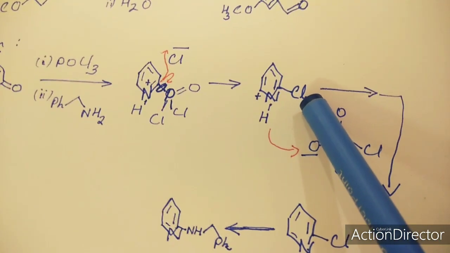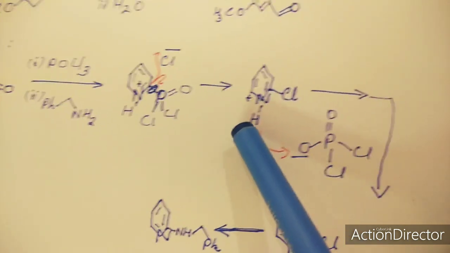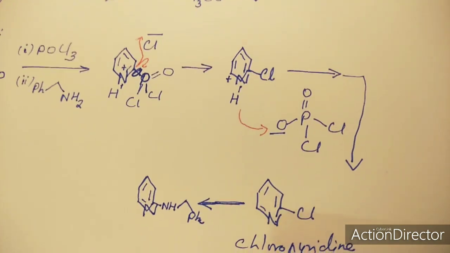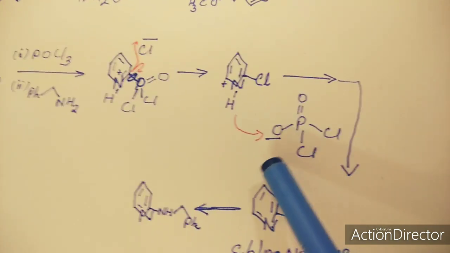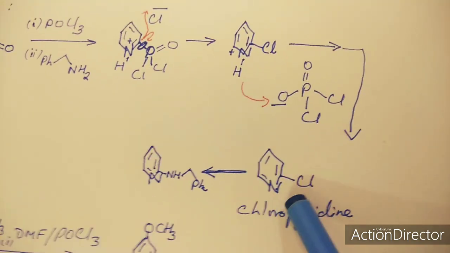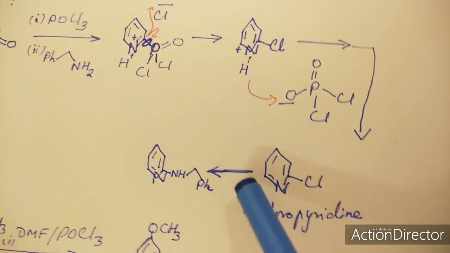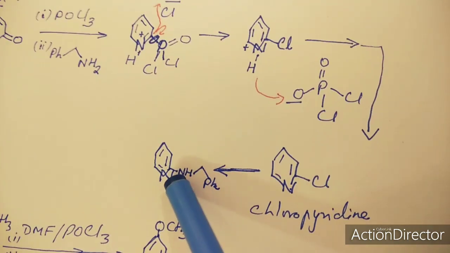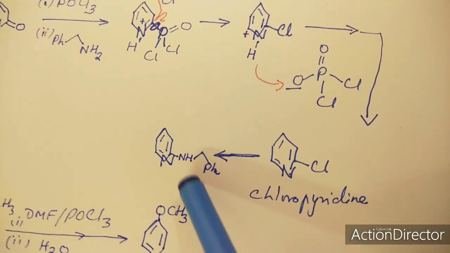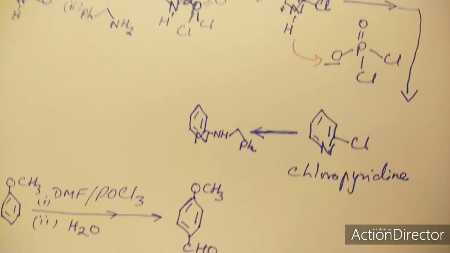Once this Cl is here and this H here, the nitrogen has a positive charge, and we very well know this is not a stable condition. So in the next step H positive will be abstracted by this PO2Cl2 and we will get a chloropyridine, and after this the normal substitution reaction with C6H5CH2NH2 to give us this. HCl will leave, a substitution will occur and we will get this as the product. So I hope you have followed this.